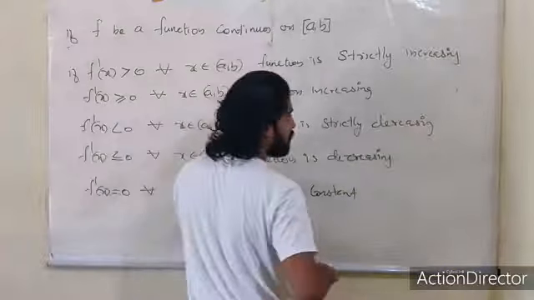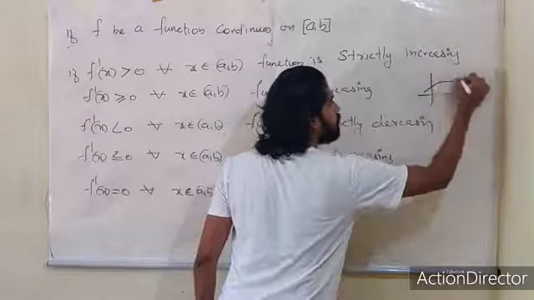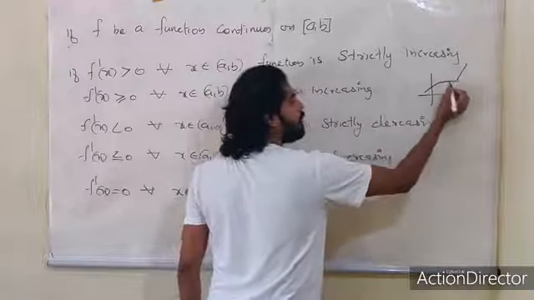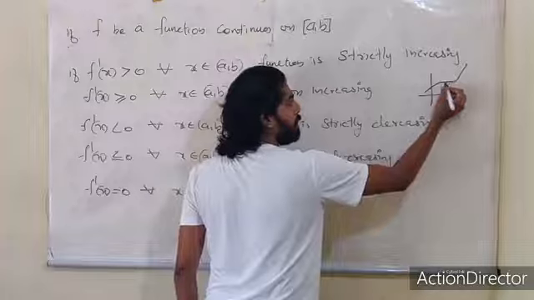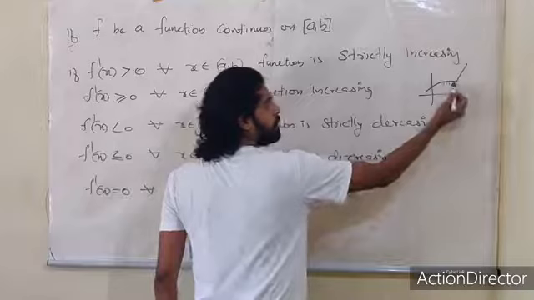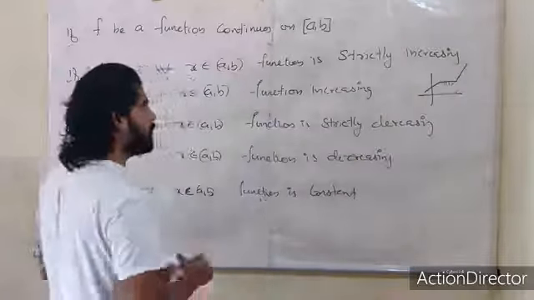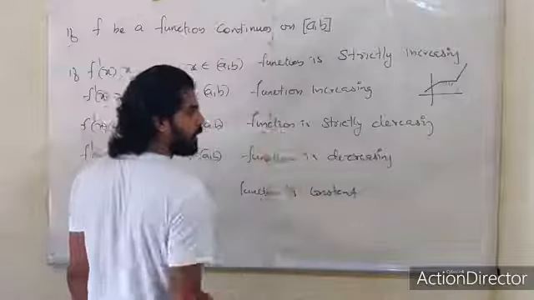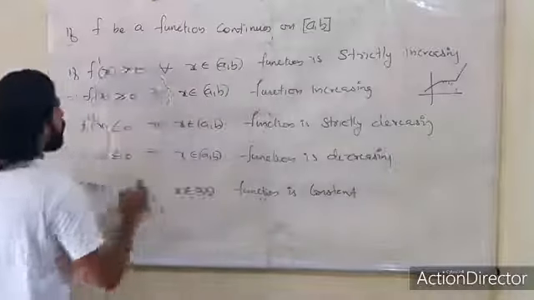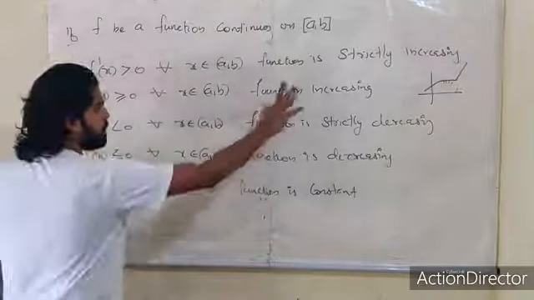Why equal to 0? Suppose we do have a horizontal line in between, so the derivative at those points will be equal to 0. Derivative means the slope of the tangent. So since we have a horizontal line, the slope of the tangent will be 0. Slope of horizontal lines is 0. So the derivative will be greater than or equal to 0 whenever the function is increasing.